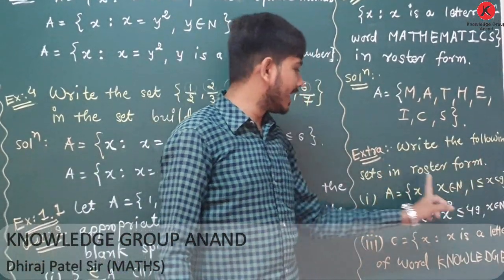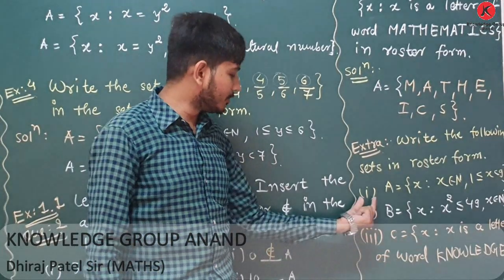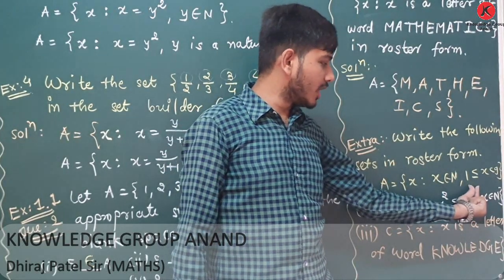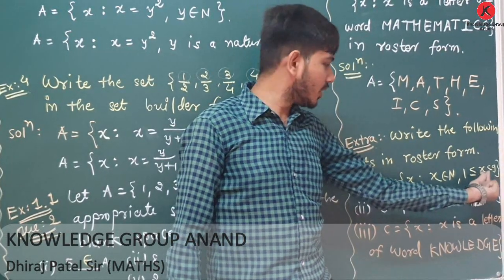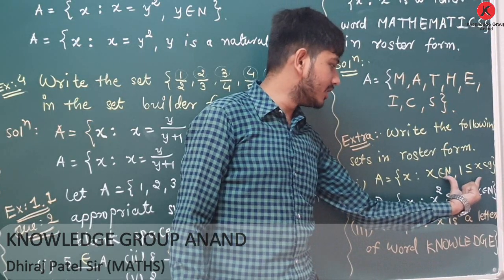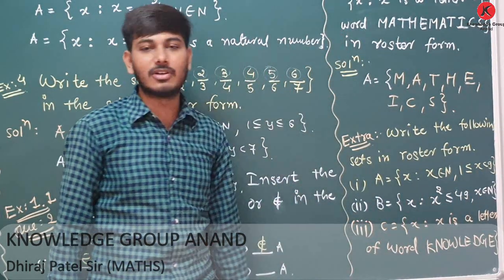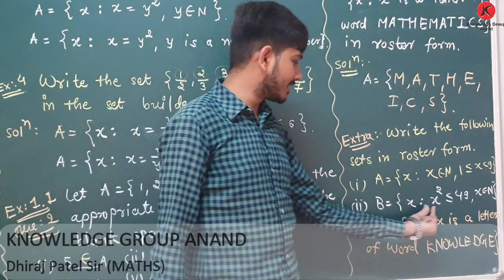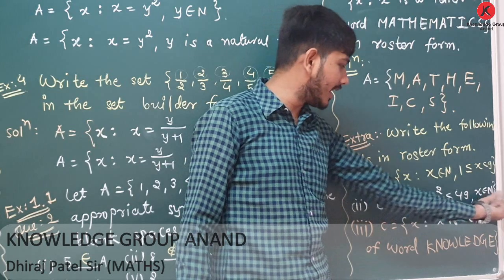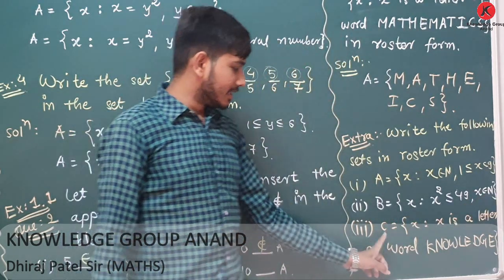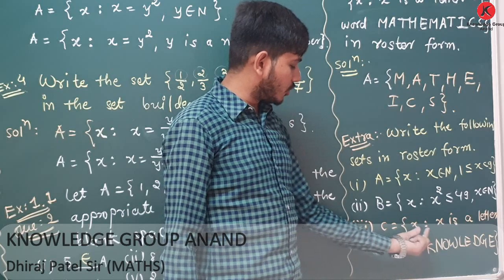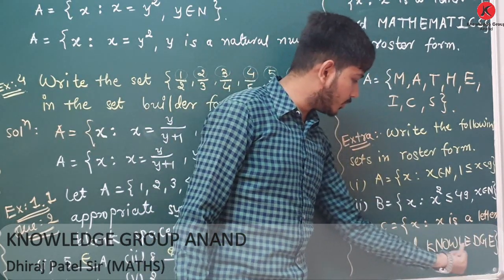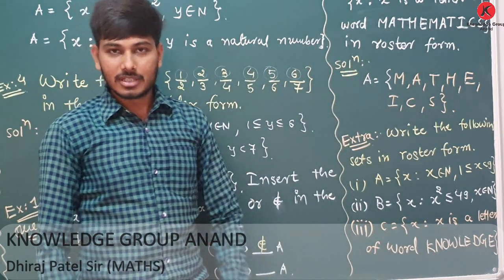Write the following sets in the roster form. The question number 1, set A equals to x such that x belongs to N, 1 less than or equal to x less than 9. There are two conditions. You have to follow these two conditions and write the values of x and convert it into roster form. Second one, B equals to x such that x square less than or equal to 49, x belongs to N. Third one, set C equals to x such that x is a letter of the word KNOWLEDGE.